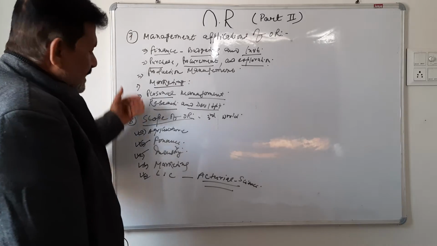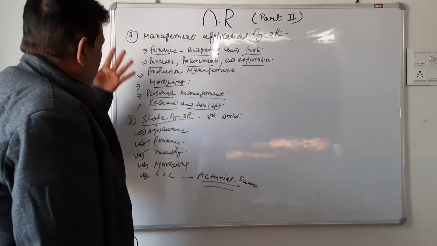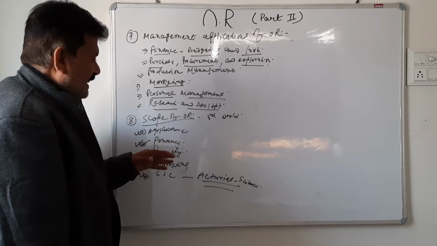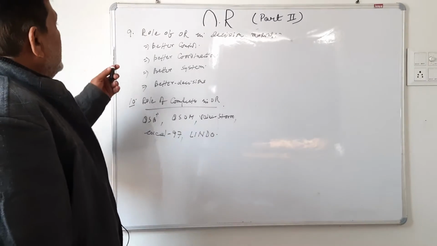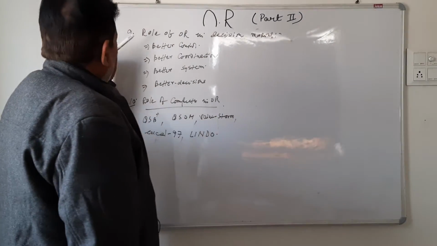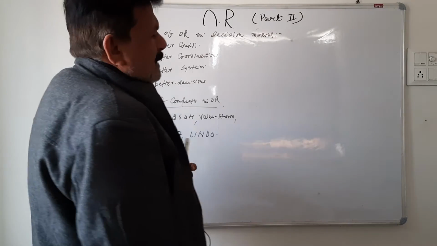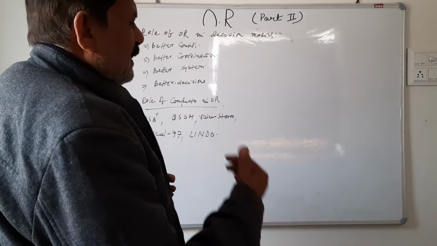So these are the various usage and scopes of OR as of nowadays in management and at various other places. This is what the use of OR stands to. Now, point number 9 is the role of OR in decision making, right? Very nice thing.